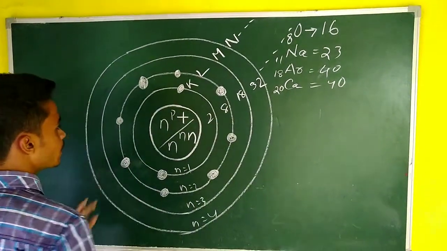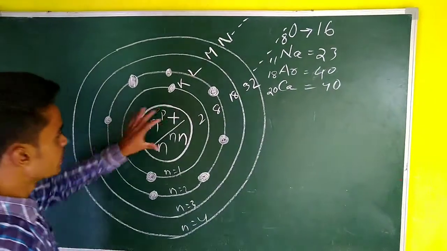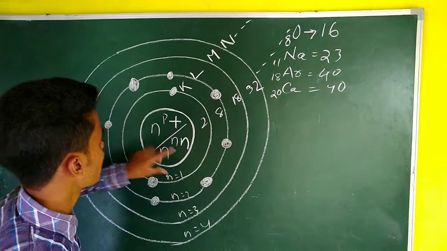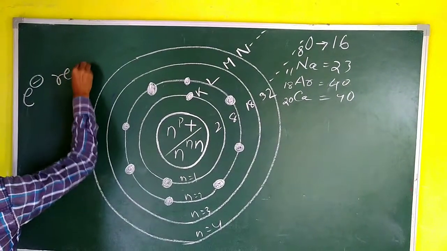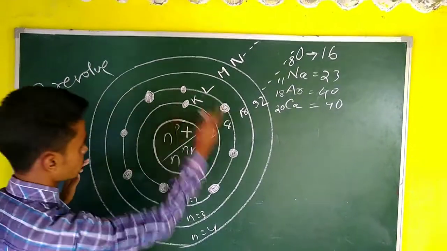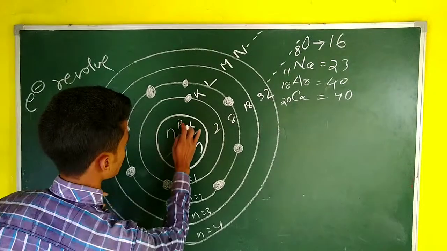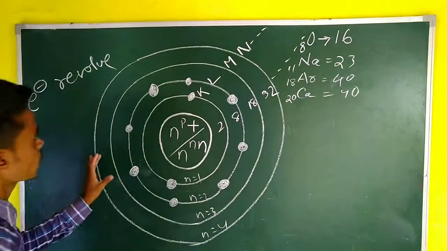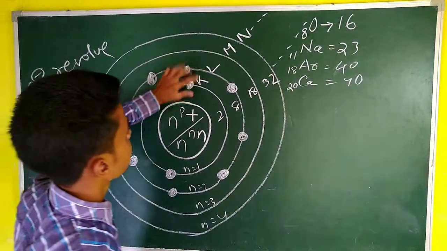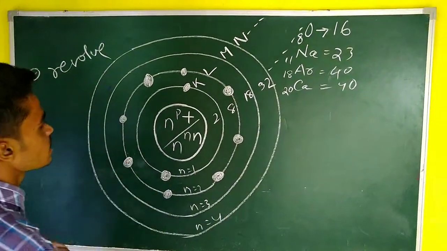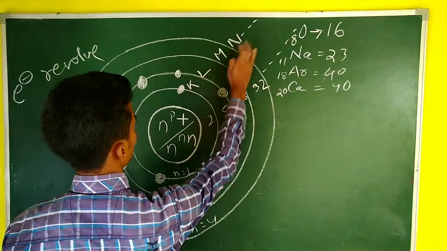Nucleus contains proton and neutron, and electrons revolve around the nucleus. These are electrons, and in the center, in the nucleus, proton and neutron are present. Electrons revolve around the nucleus in circular orbits. Because of lack of space, I describe the orbits only along K, L, M, N.